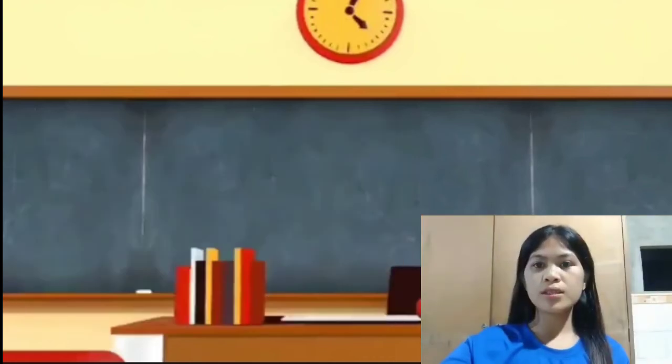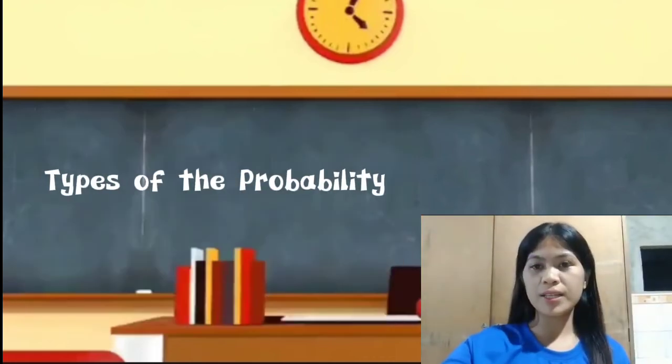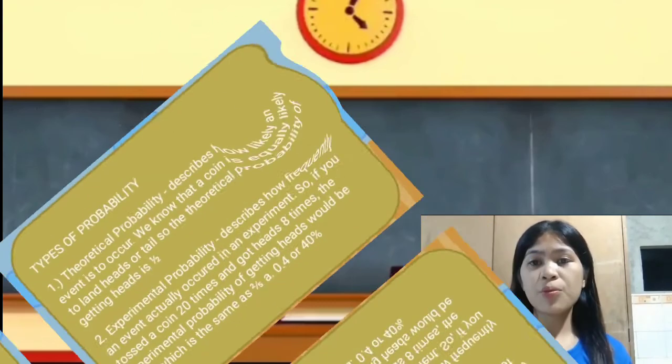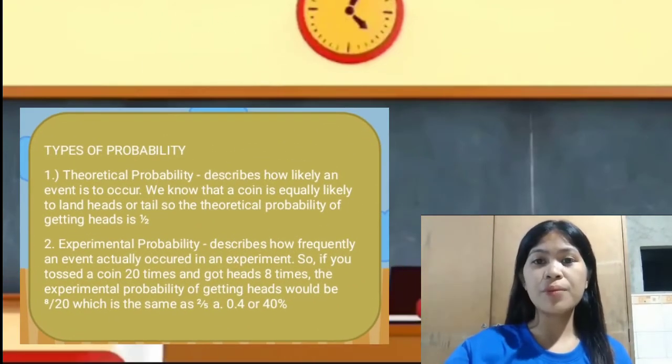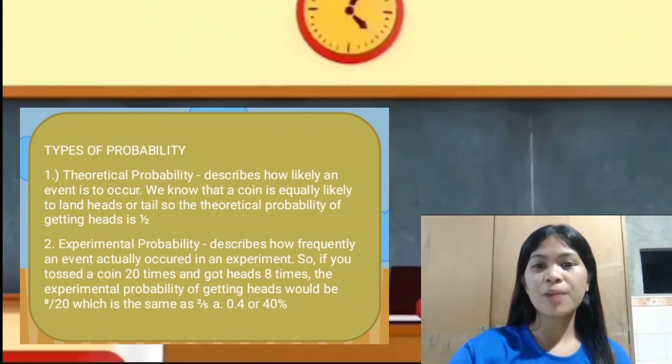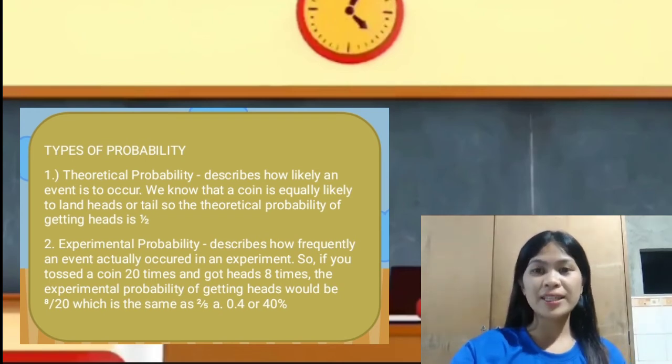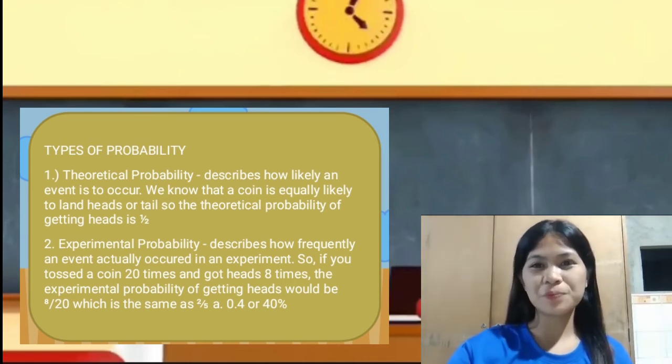Now, let's tackle the types of probability. The first type of probability is the theoretical probability. It describes how likely an event is to occur. We all know that a coin is equally likely to land heads or tails. So, the theoretical probability of getting heads is 1/2. The theoretical probability is a mathematical computation.